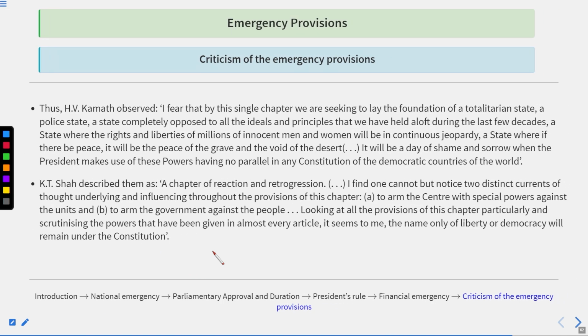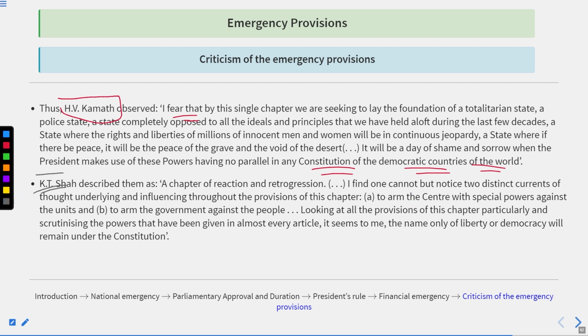Okay. Thus, H.V. Kamath observed, I fear that by this single chapter we are seeking to lay the foundation of a totalitarian state, a police state, a state completely opposed to the ideals and the principles that we have held aloft during the last few decades. It means when they were planning to build a constitution. A state where the rights and the liberties of millions of innocent men and women will be in continuous jeopardy. A state where if there is peace, it will be the peace of the grave and the void of a desert. It will be a day of shame and sorrow when the President makes use of these powers, having no parallel in the constitution of the democratic countries of the world.